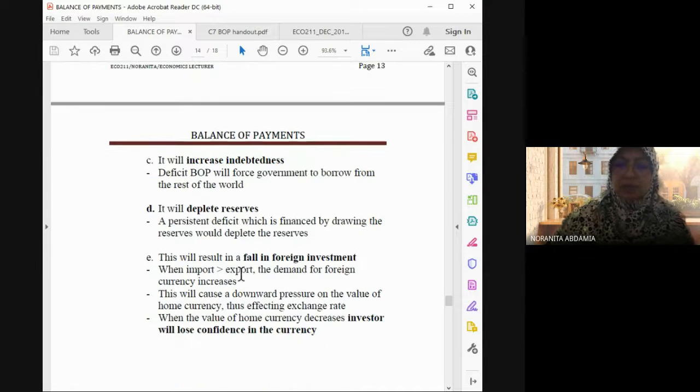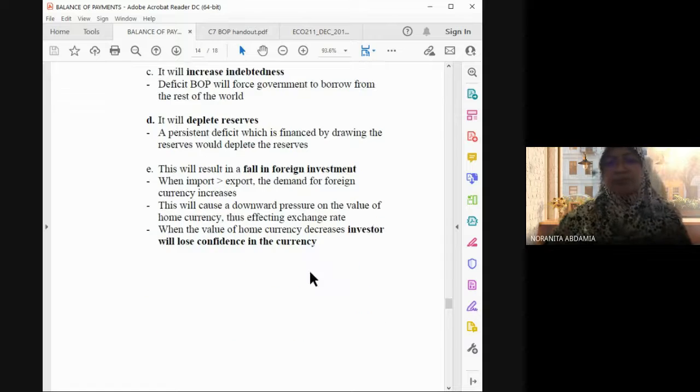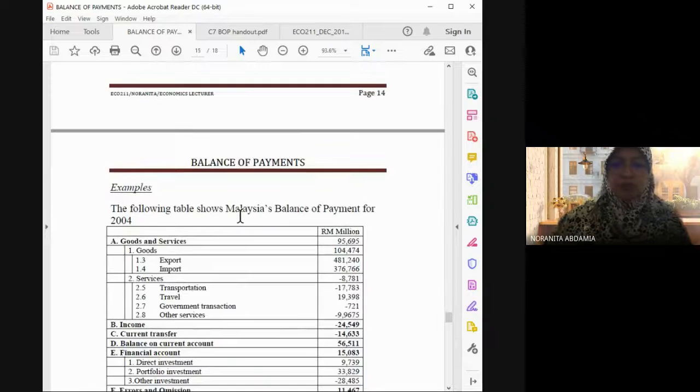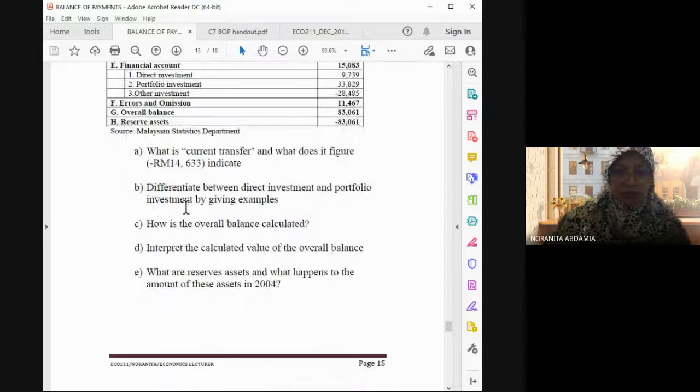Okay, and then of course there will be a fall in foreign investment. There is no foreign investor who will want to invest in Malaysia because of this situation. It shows that Malaysia is not in a good economic situation, not a healthy economy. So they don't want to invest in Malaysia. They would rather find another country. Okay, so for the problems, this example you can see later.